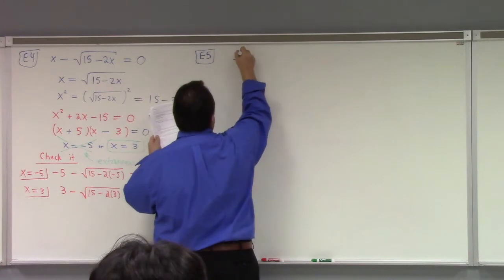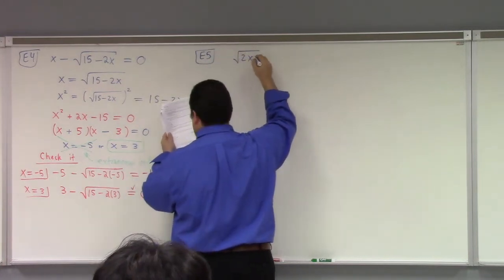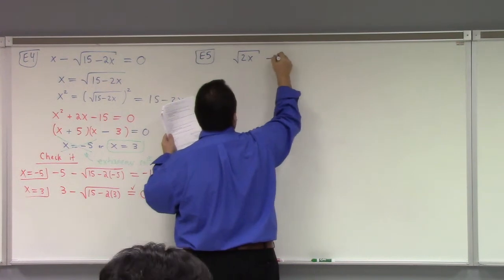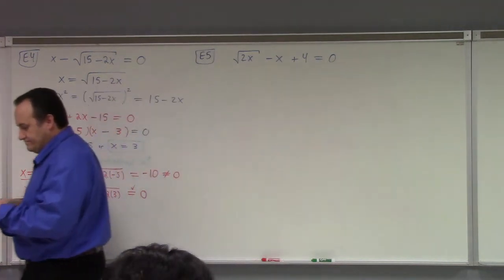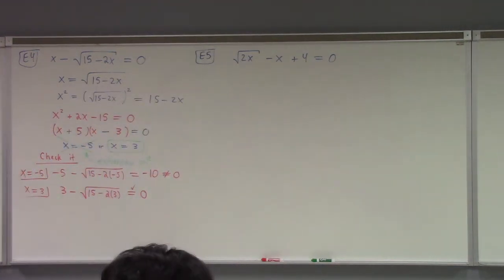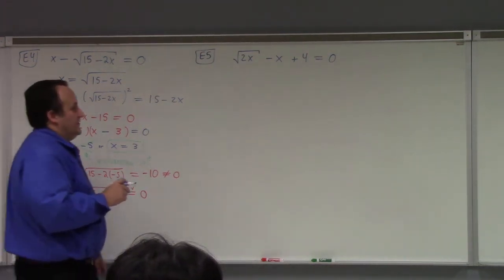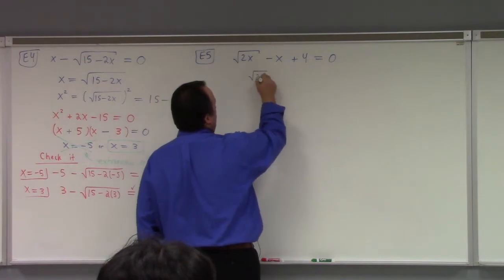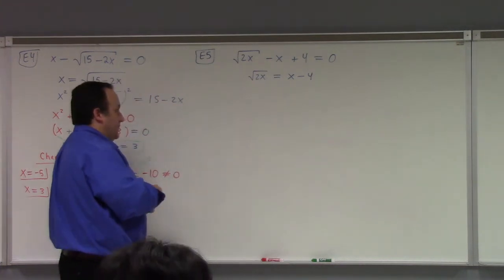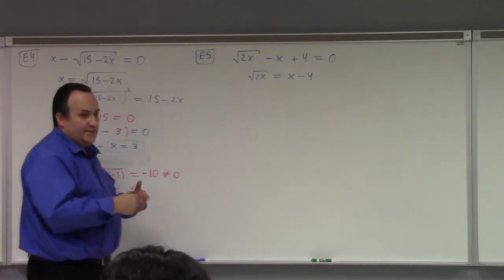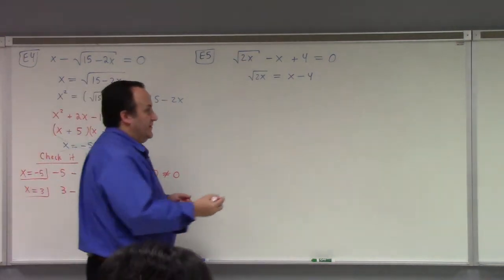Let's see here, 2x minus x plus 4 equal to 0. Let's see if we can solve this one, all right? Okay, so isolate the radical. x minus 4, right? Now, once we isolate the radical, next step, eliminate the radical by squaring. So we square both sides.